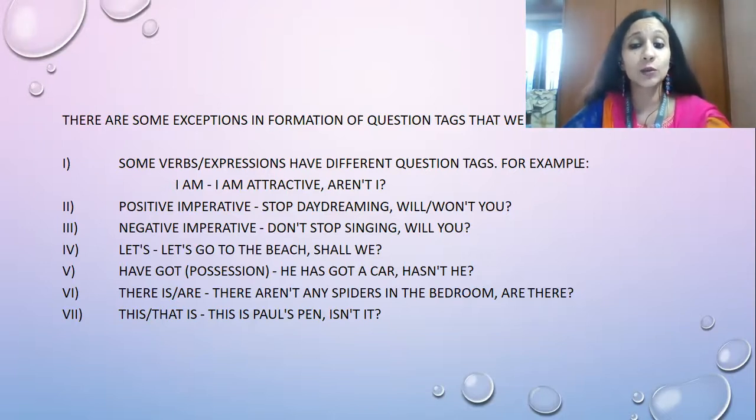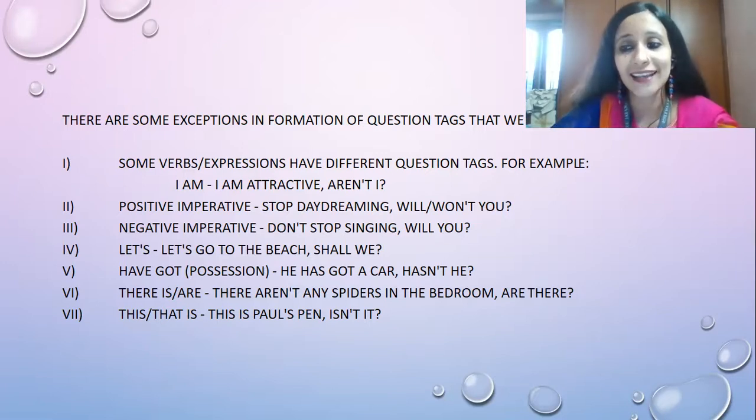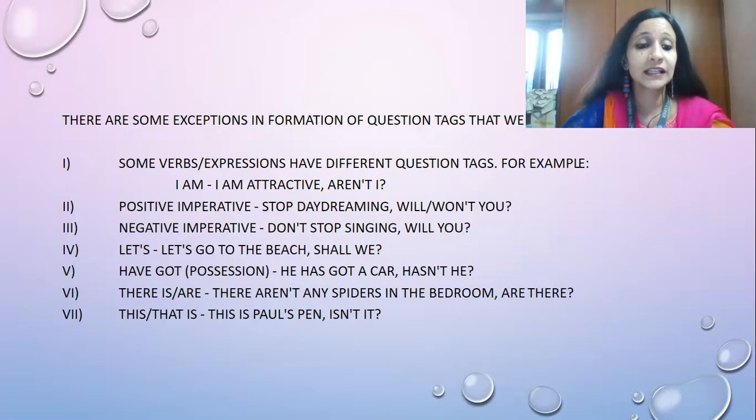And how do we add question tags to them? Let's go to the beach, shall we? Right? So the full question would have been, won't we go to the beach maybe? Or something like that. And then shall we succeeds as the question tag. There is or there aren't any spiders in the room, are there? Right? There is no hole in this shirt, is there? This or that is. This is Paul's pen, isn't it?